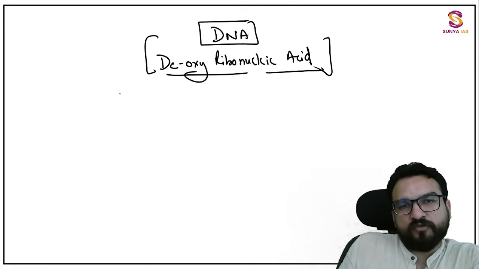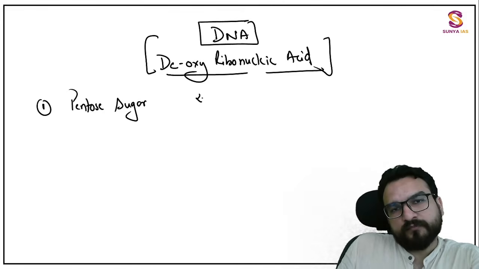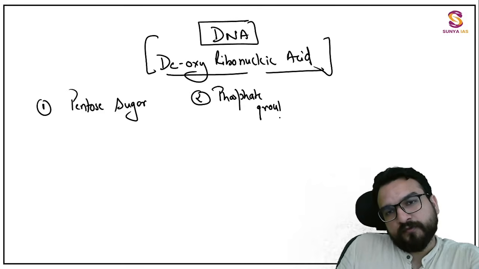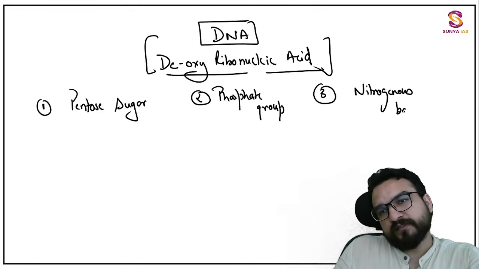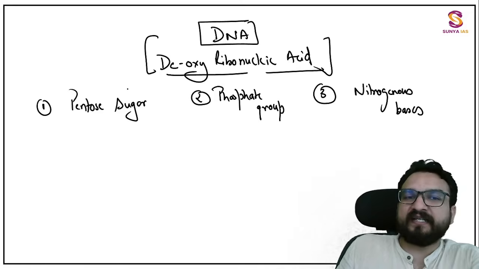So the structure of DNA contains first the pentose sugar molecule, second a phosphate group, third nitrogenous bases. These 3 things together constitute a DNA.